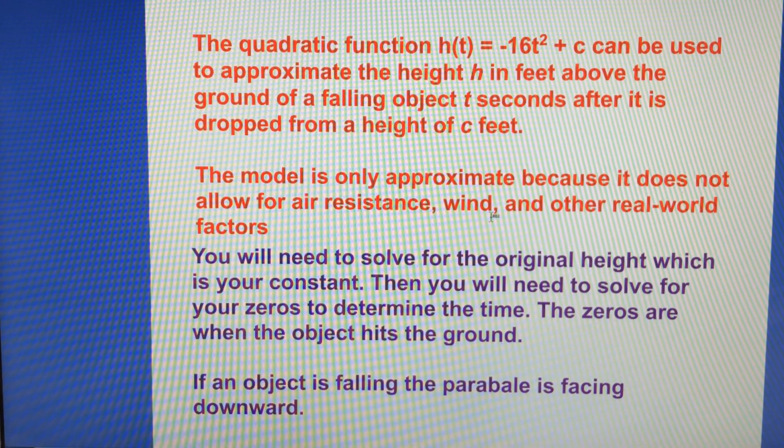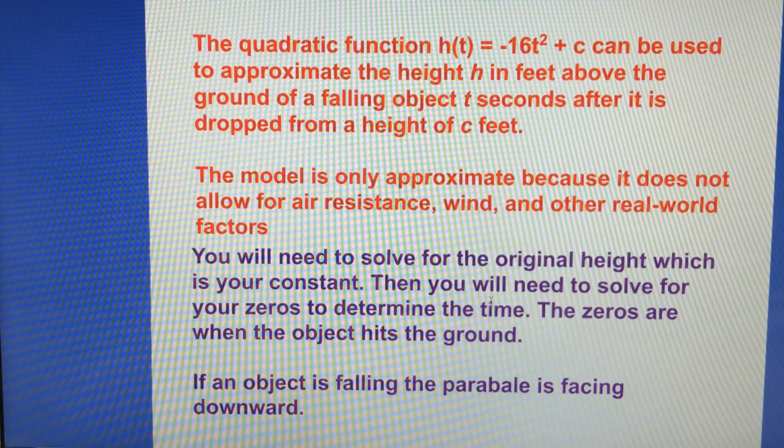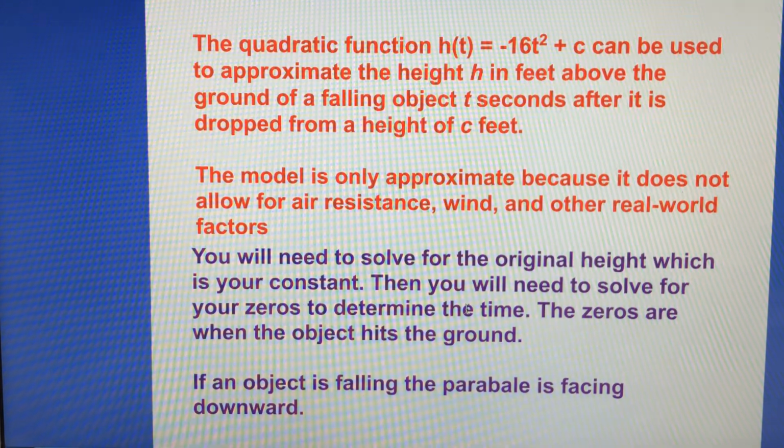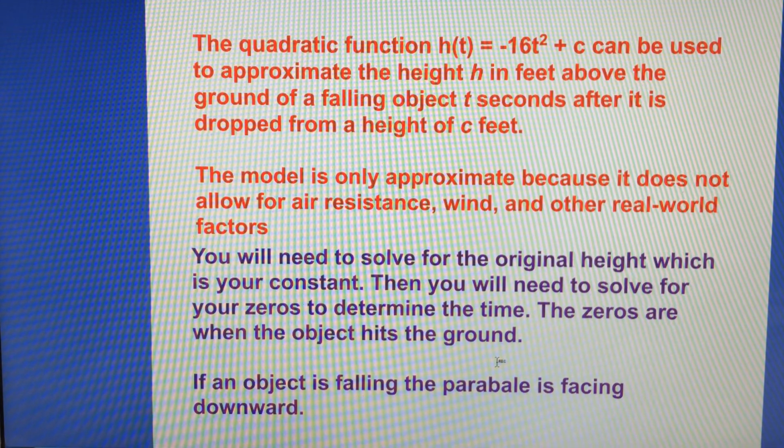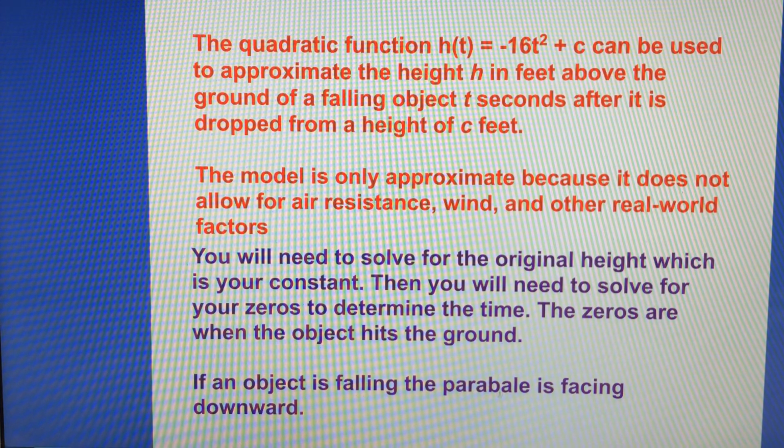Again, the model is only approximate. It's like I'm putting a little waiver in there in case you're an actual scientist doing an experiment. You're going to know that other things play a part in this, but not on a piece of paper for quadratics. You will need to solve the original height, which is your constant. That's easy. You just take the c value. Then you will need to solve for your zeros to determine the time. The zero is when the object hits the ground. It's also when it crosses the x-axis. So if an object is falling, the parabola is facing downward.